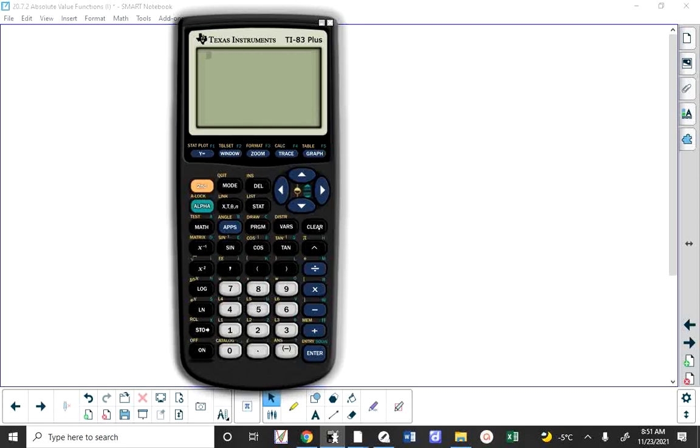And when you hit it, it absolute values anything. This one is a little more hidden. At this point in time, I'm not really sure why you would want to use it, but I'm going to show it to you anyway.